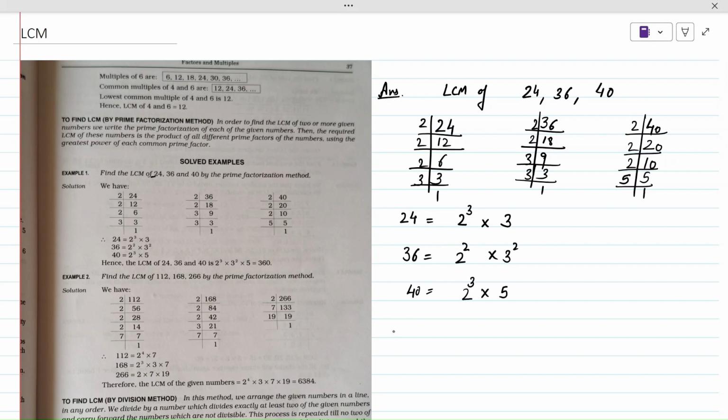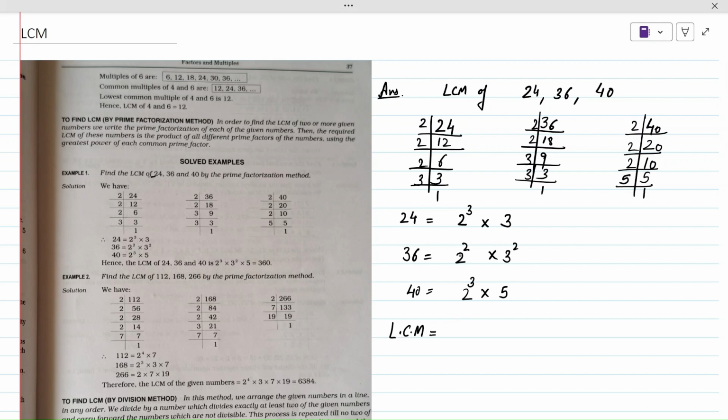So kids, in the case of HCF, what we used to do, we always used to take the common factors with the lowest powers, right? But in the case of LCM, what we have to do is we have to pick the numbers with the highest power first. First of all, we will go for the common multiples, and for the common multiples we have to pick the highest power.